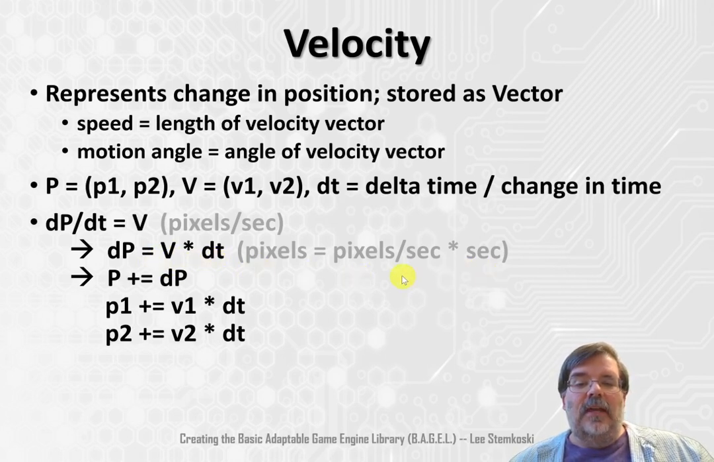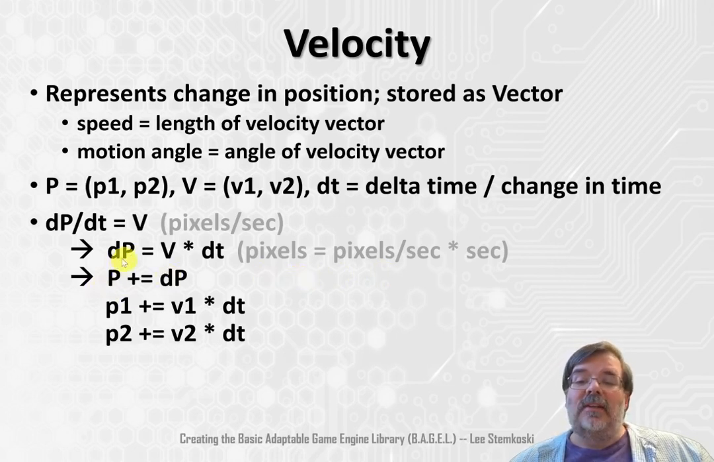And here, in gray, these are the units for this calculation. dp, the change in position, that's some amount in pixels. And we can think of that as the velocity, measured in pixels per second, times the fractional number of seconds that have gone by. So the units also lined up.